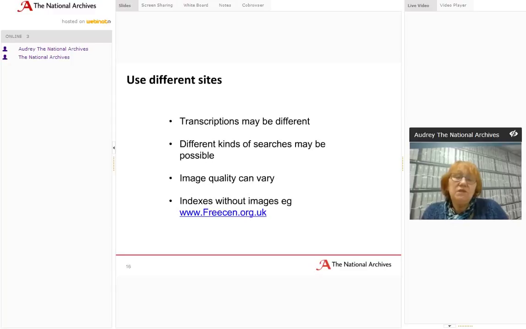The other reason is that even if the information is identical in the transcription, different sites may allow slightly different kinds of searches, and they might be more helpful for the particular thing that you want to do. And it's always worth trying at intervals to do this, because sites do from time to time change the way their search engine works, and they sometimes improve it.